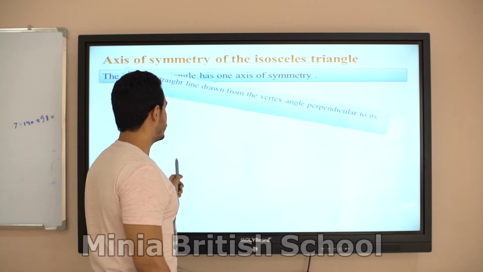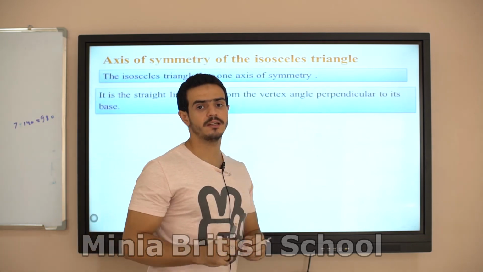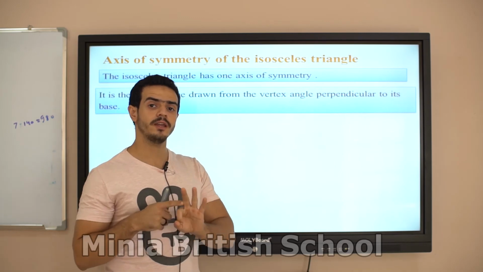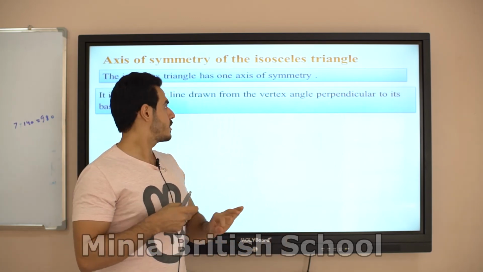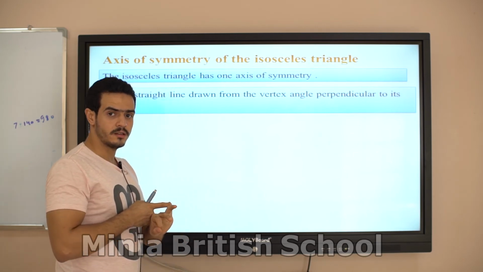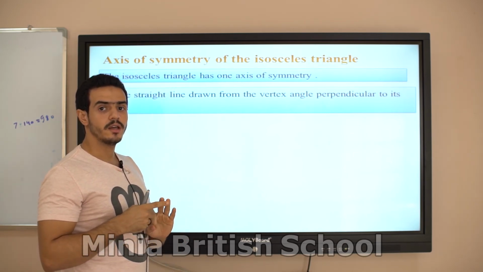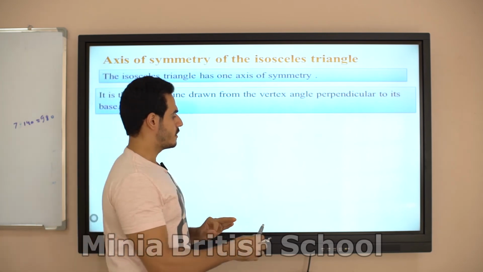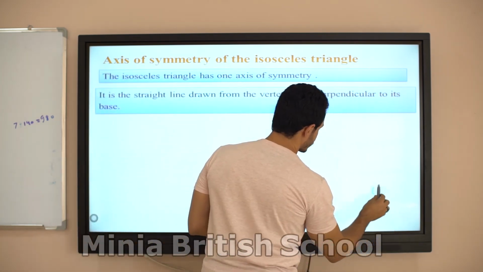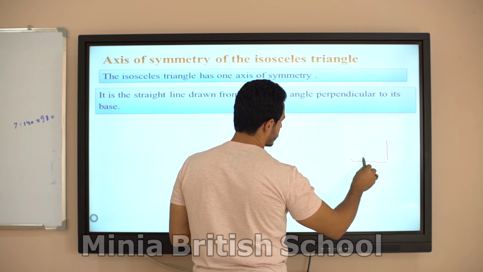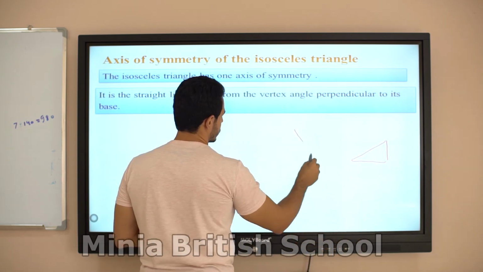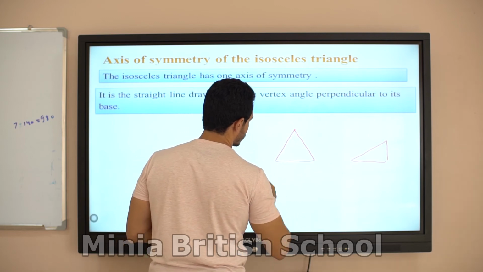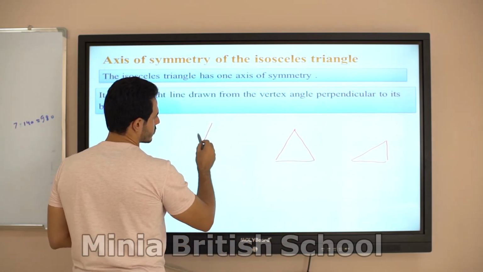Now, let's know the axis of symmetry of triangle. I have three types of triangle according to their sides. Okay? Scalene triangle, isosceles triangle, equilateral triangle. This is scalene. This is isosceles. This is equilateral.